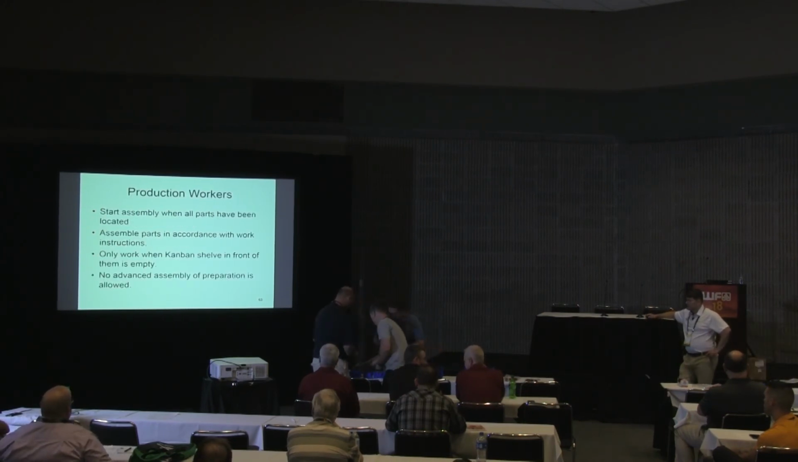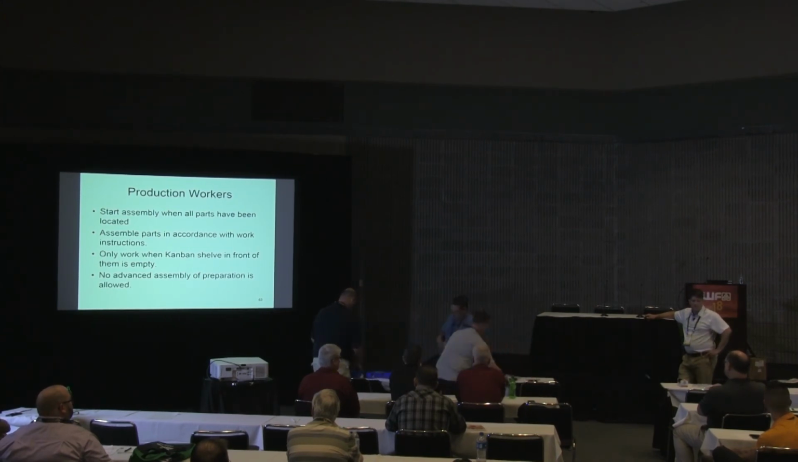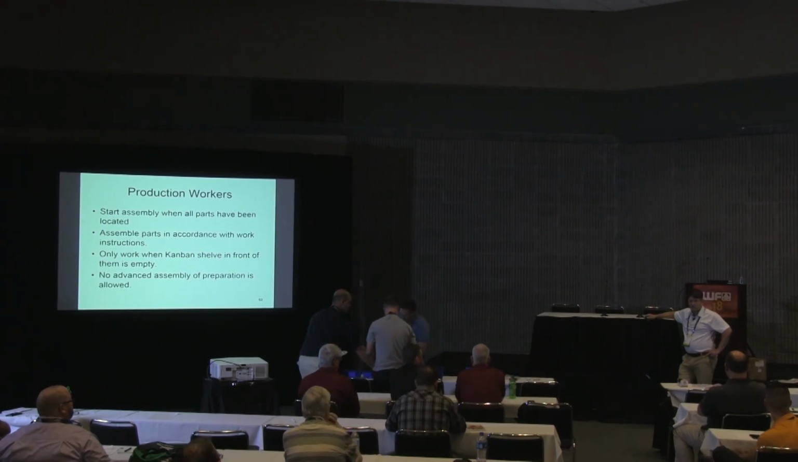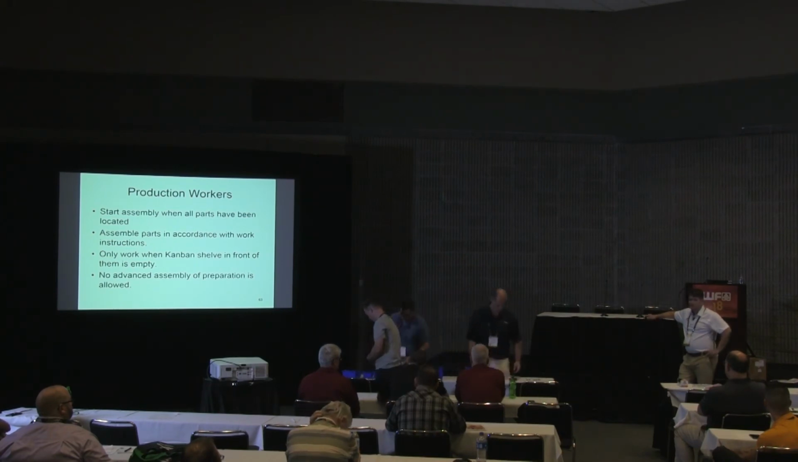Production workers will start assembly when all parts have been located. So once we have our volunteers for the assembly line, and once we're reset, you'll build to your Kanban. Which means the station information, what you have in front of you, is what you build to. So you'll build it up and you'll stop. You'll leave WIP in one piece and you'll freeze. And only when a Kanban shelf in front is empty, when that part has been taken, will you then begin work to replace it.